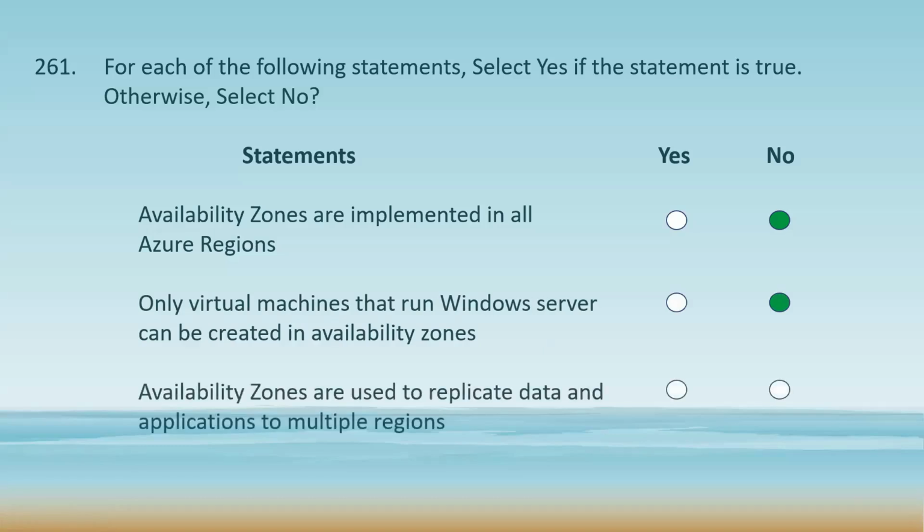The third statement is availability zones are used to replicate data and applications to multiple regions. And this statement is also incorrect because region pairs are used to replicate data and applications to multiple regions, not availability zones. Availability zones replicate your data within a region. Friends, as usual, pay attention to keywords. If we change multiple regions to within a region, then this statement becomes true.